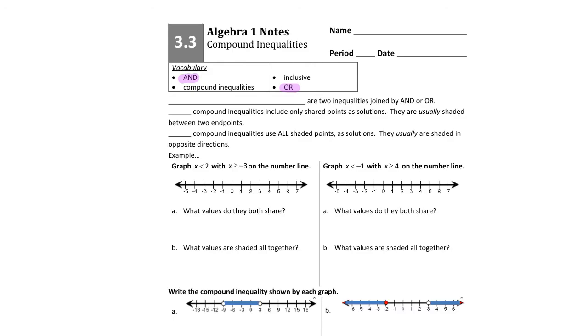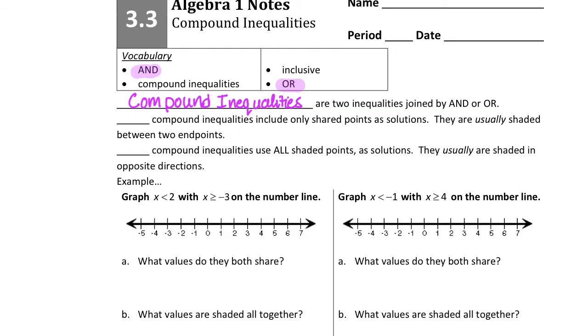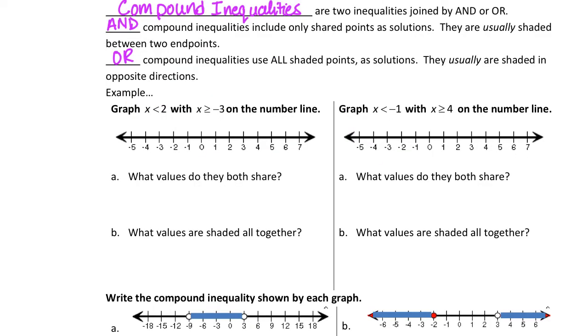Our first definition: compound inequalities are two inequalities joined by the words "and" or "or." For the two types of inequalities, AND compound inequalities include only shared points as solutions. These are usually shaded between two endpoints. OR compound inequalities use all shaded points as solutions. They usually are shaded in opposite directions.